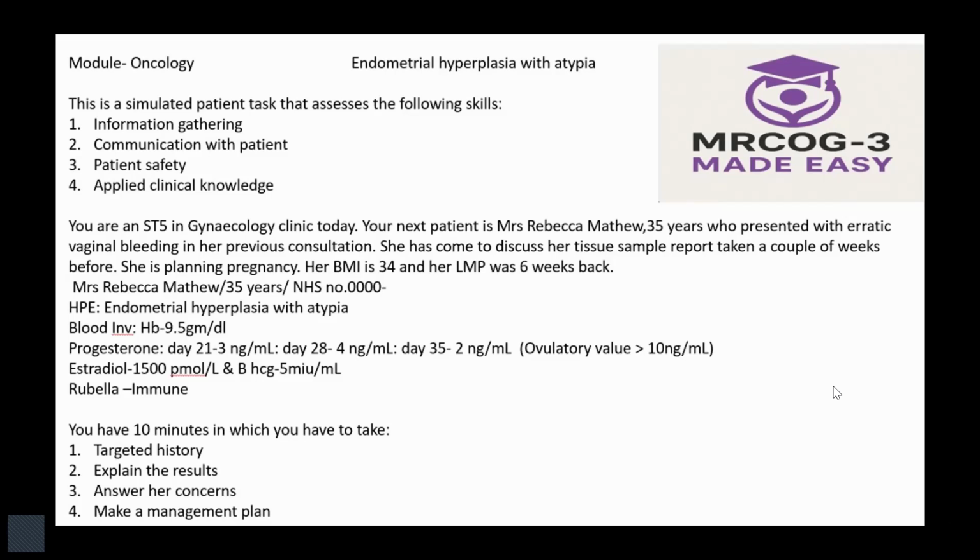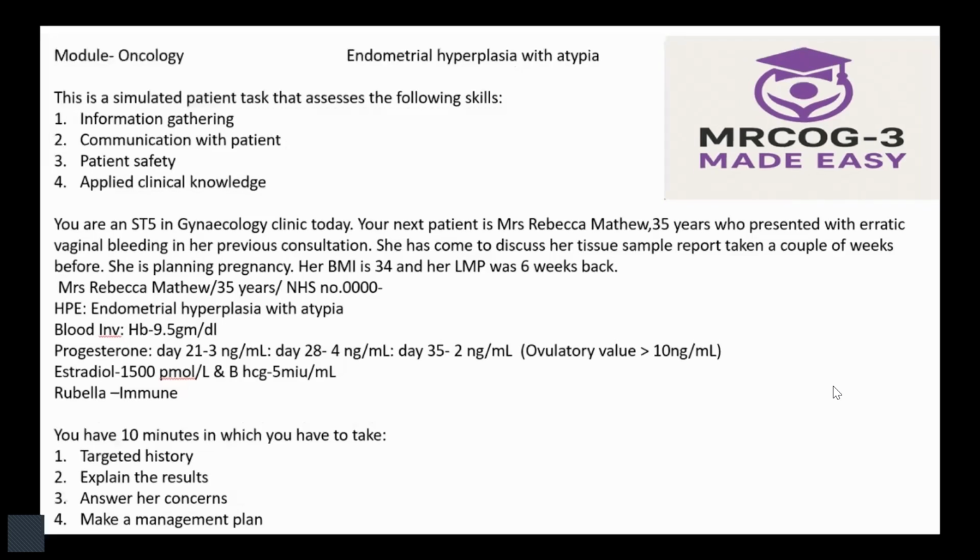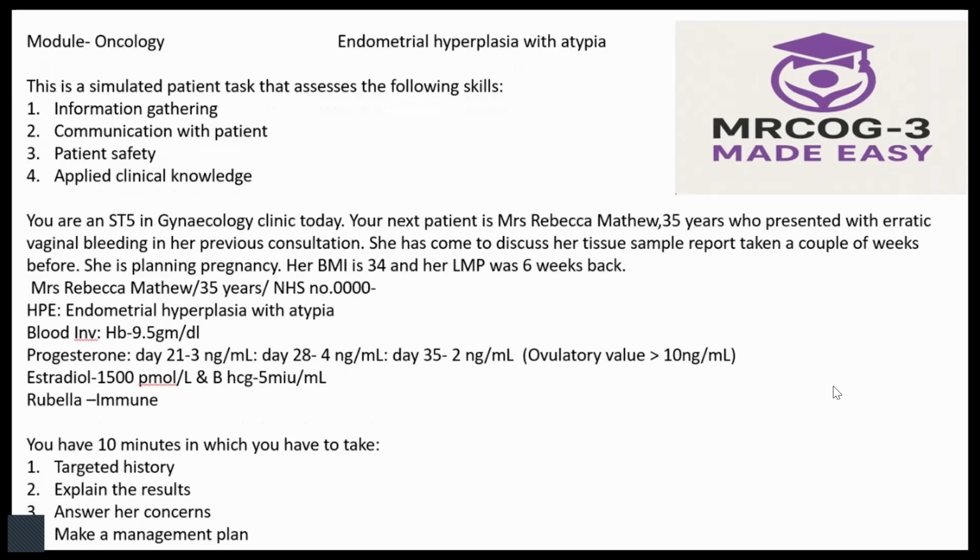But in information gathering, as in any other case, it is history, investigations, interpreting them, and then coming to the communication with the patient and family, it's very important. Because this is oncology, we deal with cancers. We need to tell them about the suspected diagnosis in a very sensitive way. When you communicate with the patient, tell about the suspected diagnosis, what investigations have been done, and what investigations we are going to do, and give the management options, always options, and then we refer them to the oncology.